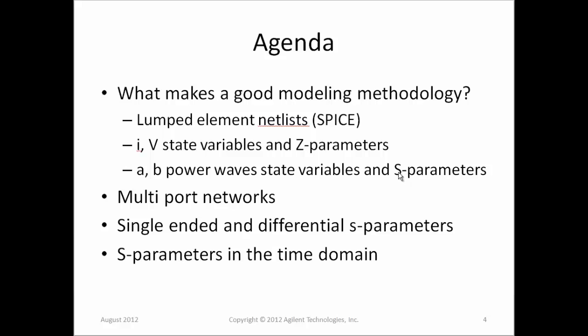S parameters are fundamentally a frequency domain metric. But in high-speed digital, we're interested in the time domain. We want to see an eye diagram and rise times and jitter and so on. These are all time domain characteristics, so we have to bring this frequency domain S-parameter model into the time domain to make use of it in high-speed digital. And it turned out this is quite tricky, so I'll spend some time talking about this.